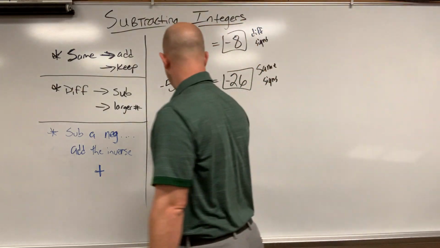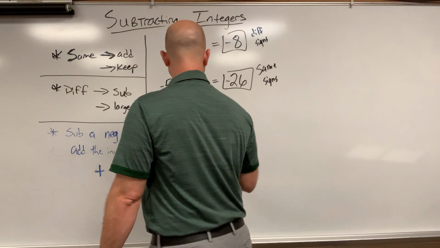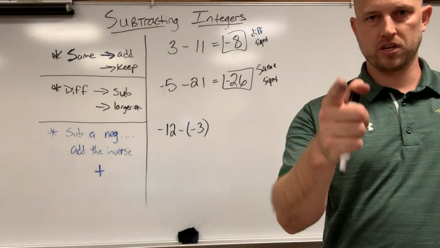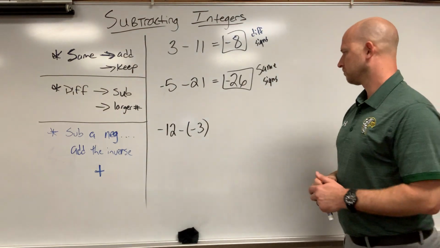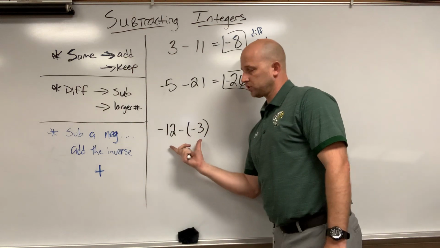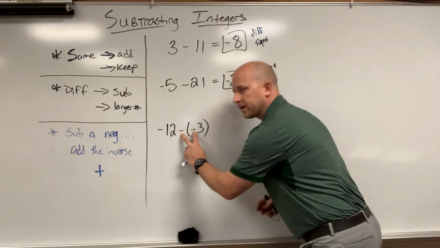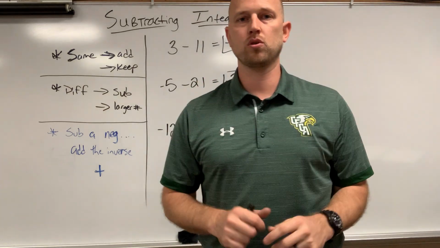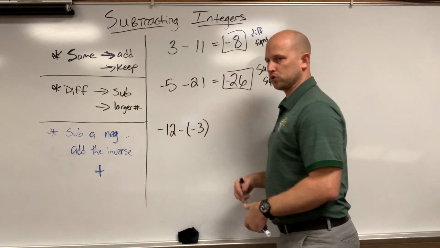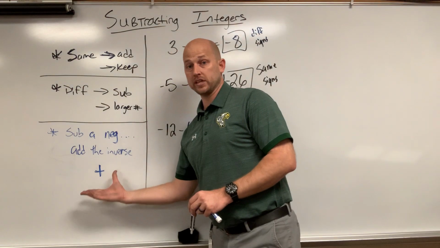Let's do -12 minus a -3. See what you get. All right, so what you should have done here, before you even started looking at everything, you should have noticed right here, minus a negative. Set off some sort of alarms saying, I'm subtracting a negative. There's a rule for that. What is that rule?